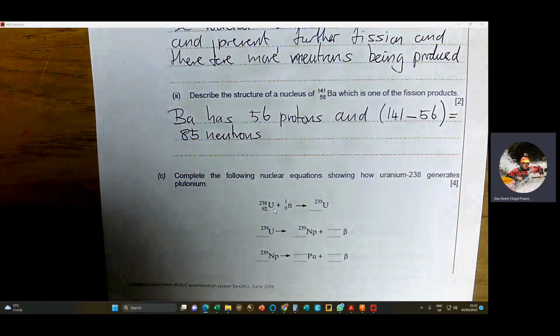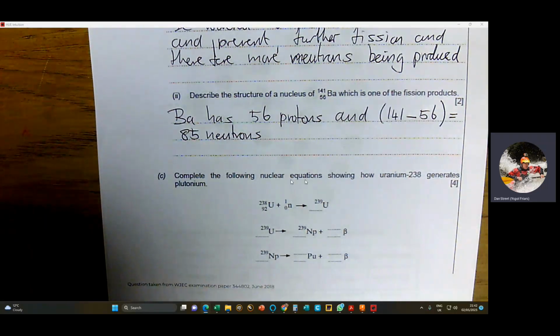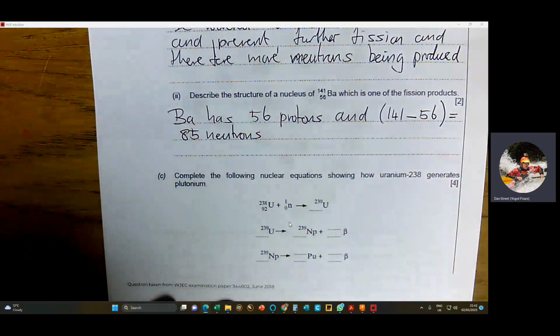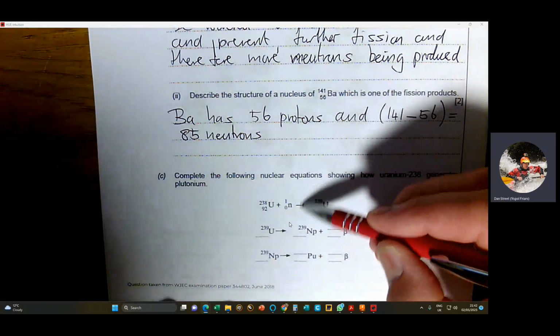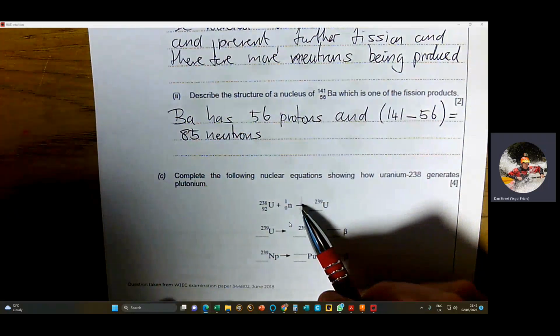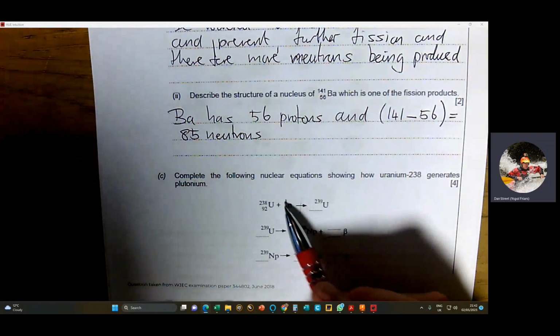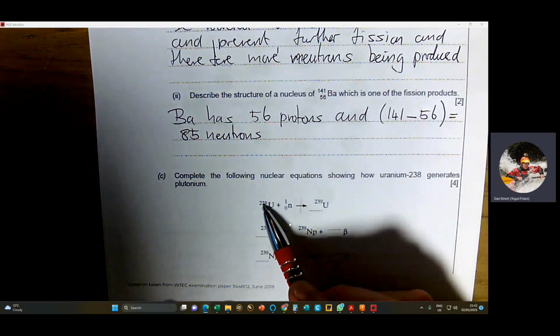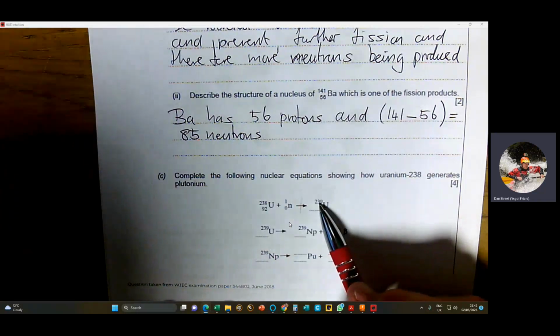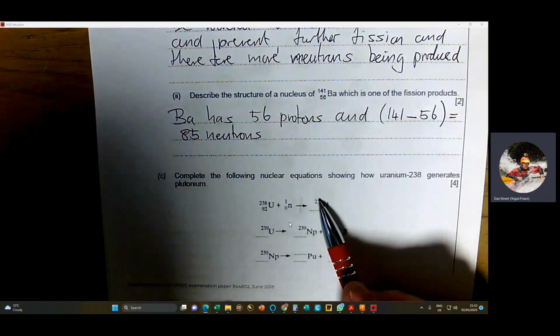Okay. And then the final part of this question says complete the following nuclear equations showing how uranium-238 generates plutonium. So in order to answer these questions, we need to remember that we're looking either side of the arrow to ensure that the atomic masses are the same on the left as they are on the right. So just for the sake of checking, 238 plus 1 is 239. So obviously the examiner's got that bit right.